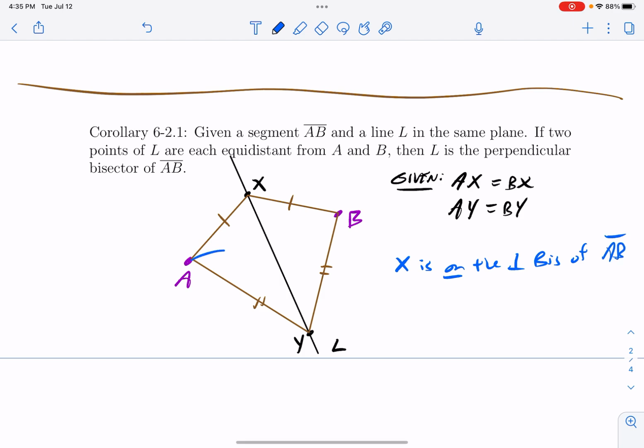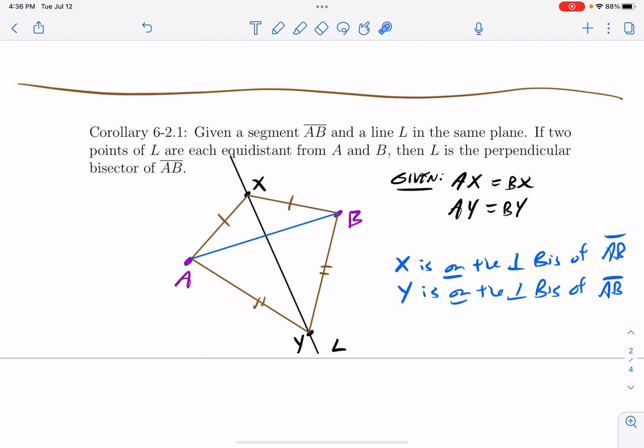Let me draw in segment AB. Here's segment AB, here's X. X is equidistant from A and B, so X is on the perpendicular bisector. By the same logic, Y is on the perpendicular bisector of segment AB. So the perpendicular bisector is a line. X is on that line, Y is on that line.